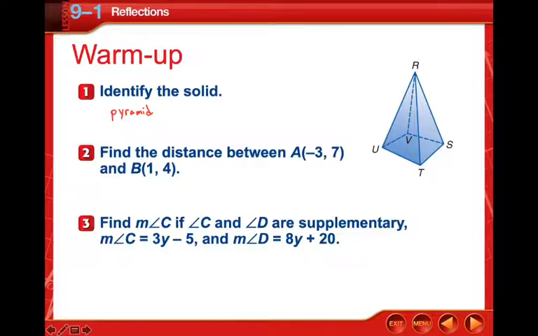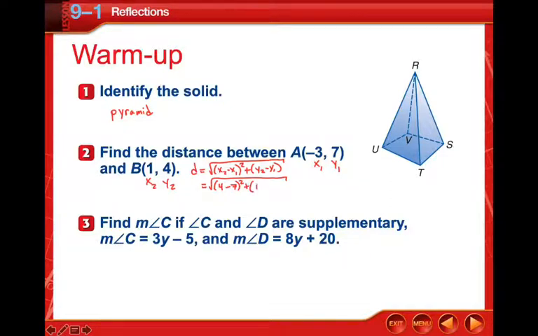Number 2, we want to find the distance, so we're going to use our distance formula. So label our points x1, y1, x2, y2. So that means we have 4 minus 7 squared. Oh, I did the y's first. That's fine. It doesn't matter which order you do them in.